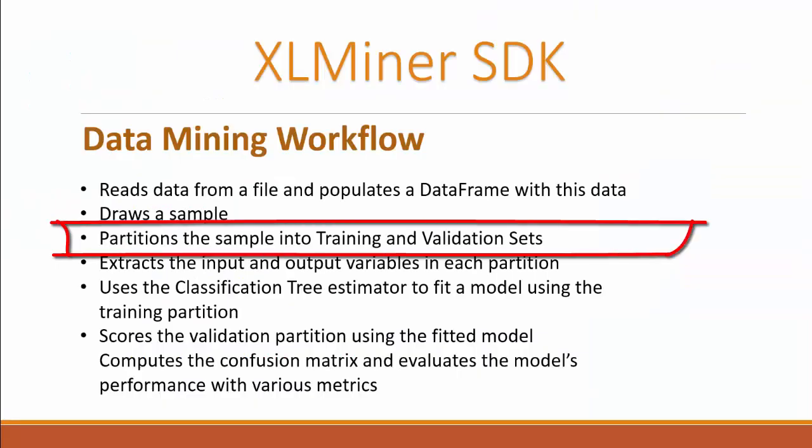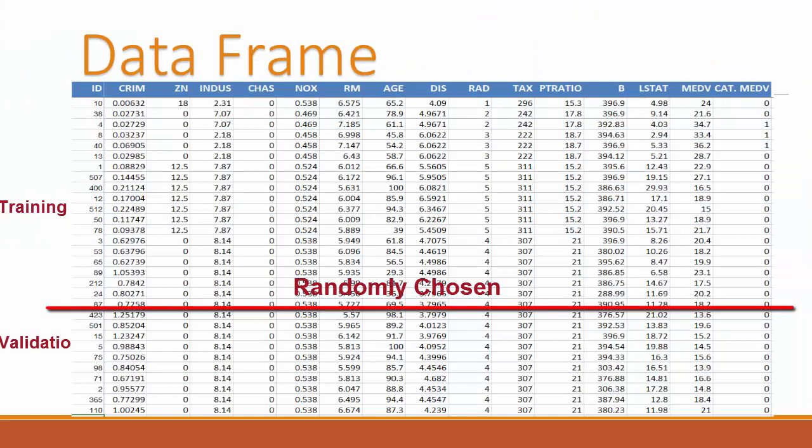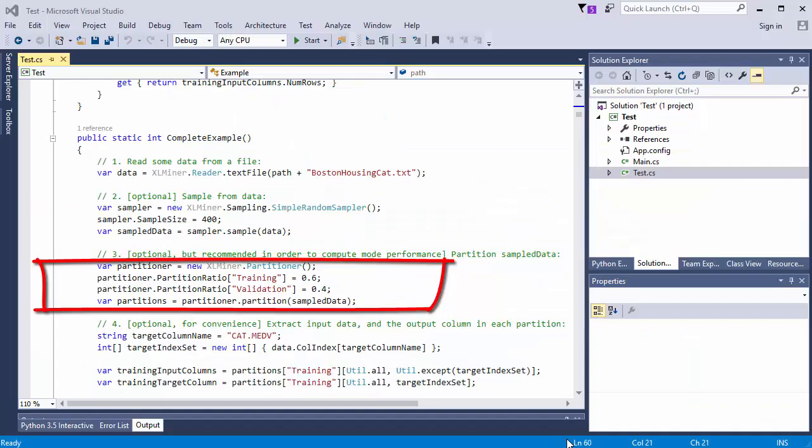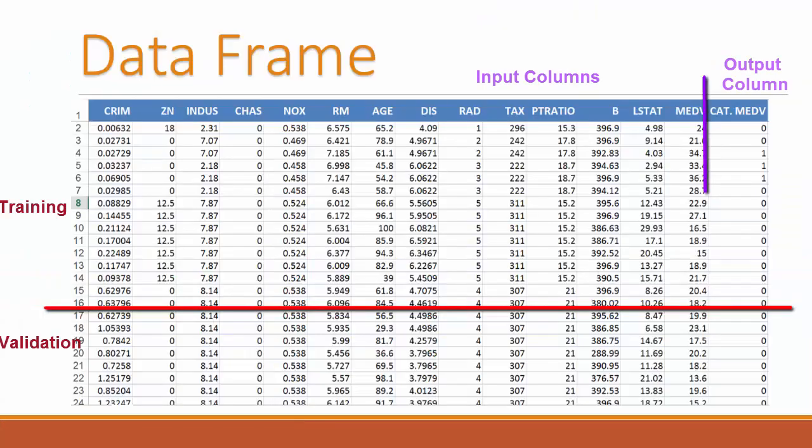You can partition the sample into training and validation sets. Here, with these lines of code, we are partitioning sample data into training and validation sets, where 60% of the records are assigned to the training partition and 40% of the records are assigned to the validation partition. Next, we are extracting input data and output columns in each partition.